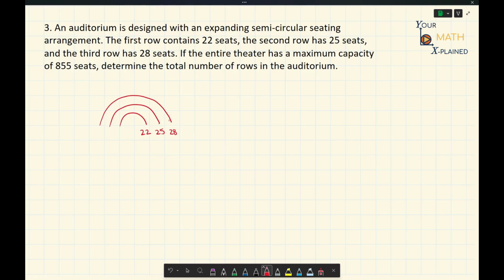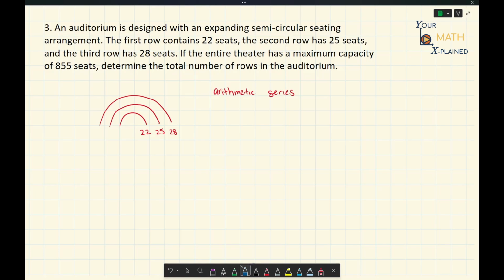So first of all, we can see that the number of seats increases by a fixed number each row, which means here this is arithmetic. And we're told that the maximum capacity is 855. So that is the total number of seats. So here we're dealing with a series and not a sequence, which means we're going to need to use the formula for an arithmetic series.